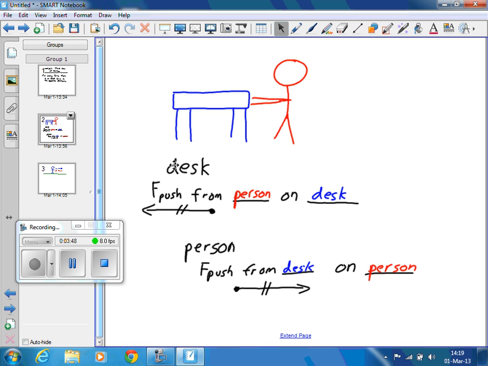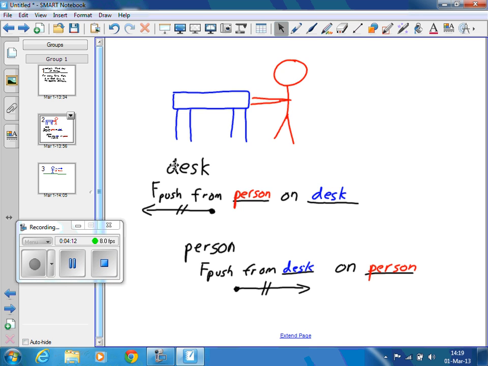One more thing to notice is that the two forces will be the same type. So for example, if there's gravity force exerted on a person from the Earth, there's also gravity force exerted on the Earth from the person. If there's normal force exerted from object 1 on object 2, then there's normal force exerted from object 2 on object 1, and so on.